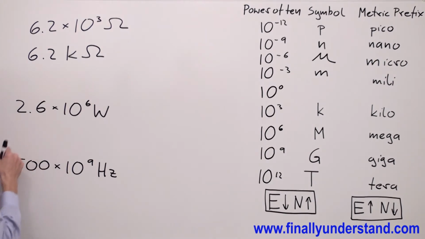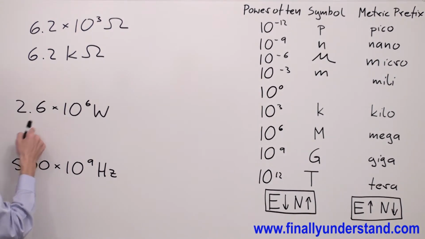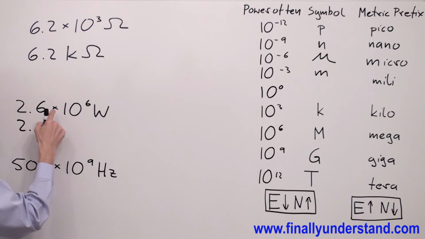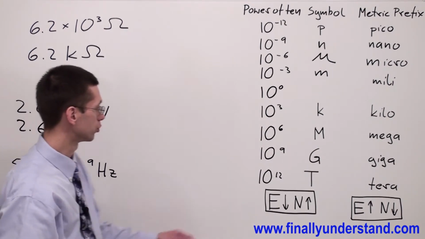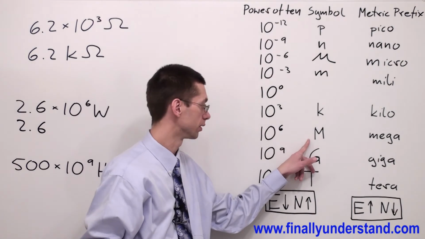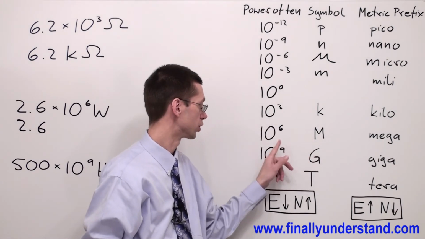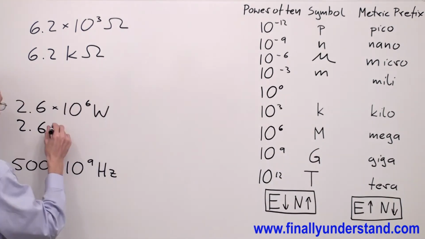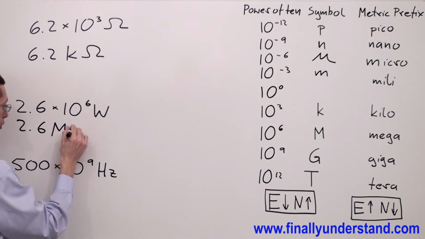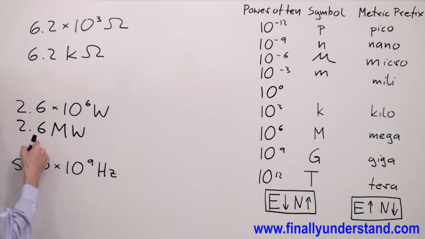Now let's take a look at the second example. I have 2.6 times 10 to the 6. I'm going to write 2.6, and instead of writing times 10 to the 6th power, I'm going to use letter M, capital M, which is representing megawatts. And this is the solution to this problem.